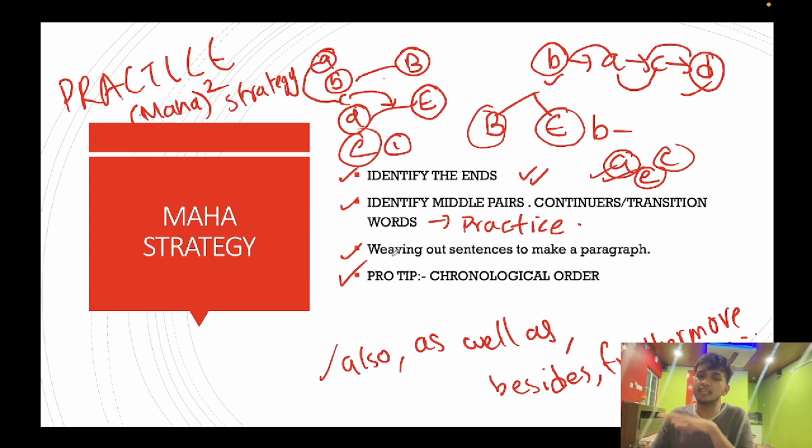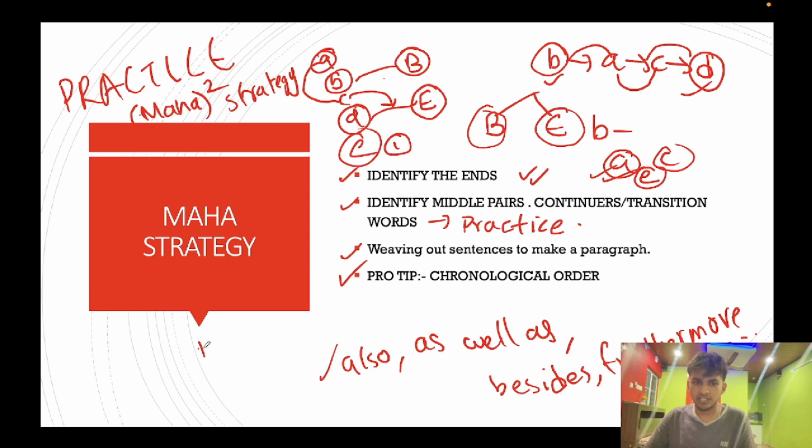Then you essentially weave these sentences together to make a proper coherent paragraph. Pro tip: in a lot of cases, chronological order will come into use. What is chronological order? This is not a political dude's dialogue. It isn't more than that. You probably know what I'm referring to. Chronological order is an order of events arranged sequentially from the past to the present.